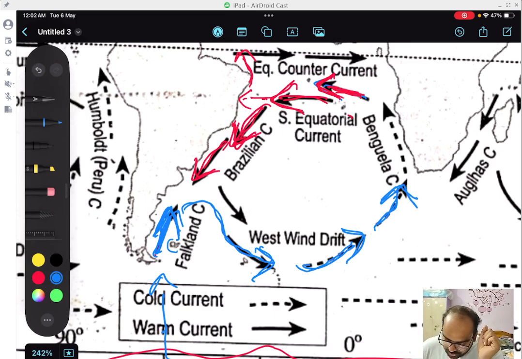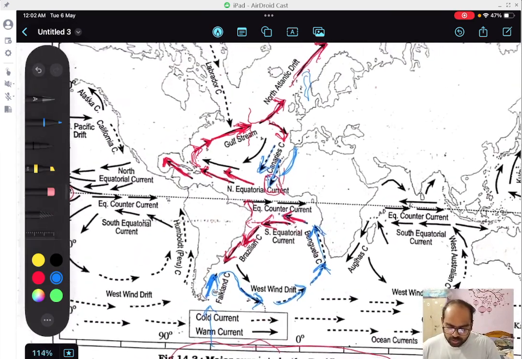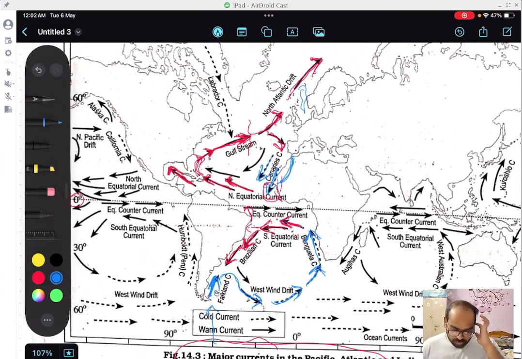This West Wind Drift starts moving towards the tip of South Africa and breaks into the Benguela current. This Benguela current is also cool in nature, and it joins the South Equatorial current. Okay, these are the currents in the Atlantic Ocean. I think it's much clearer to you.